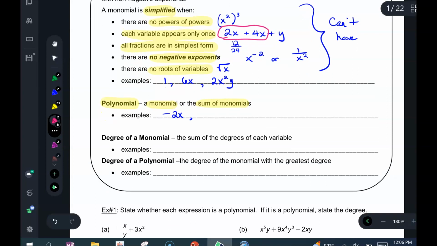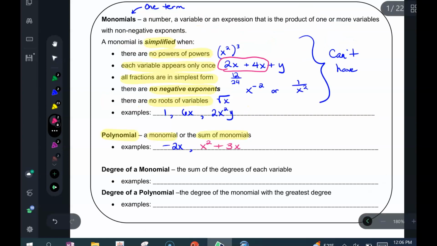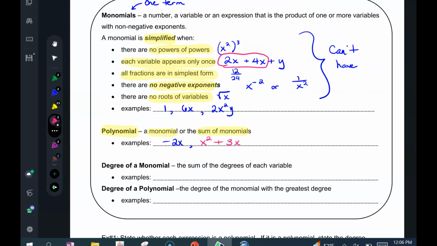What would be another example? Or do you have a question, Owen? Would that be x to the power 2? You could do x to the power 2. But there are no powers of powers. You would want to make that x to the 6. So we're talking about what is a monomial, what's a polynomial, and in addition, what it means when it's simplified. There are really three ideas going on all at once here.